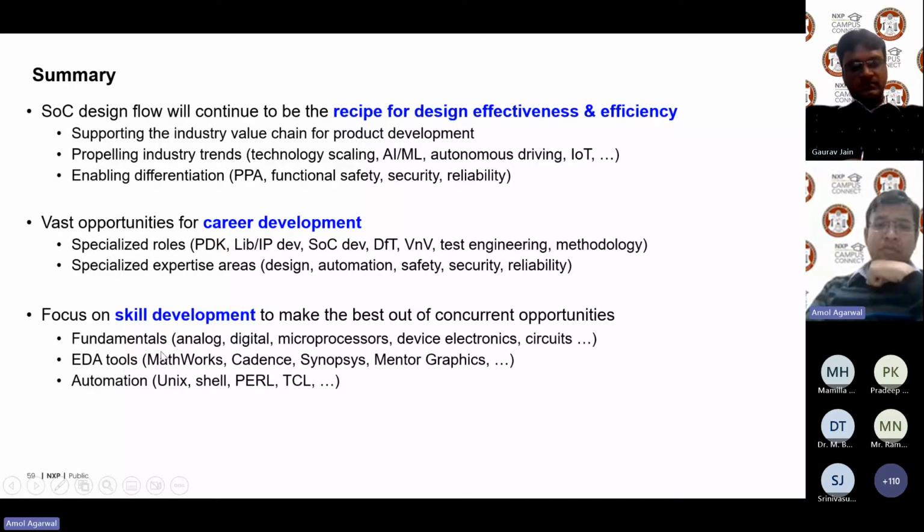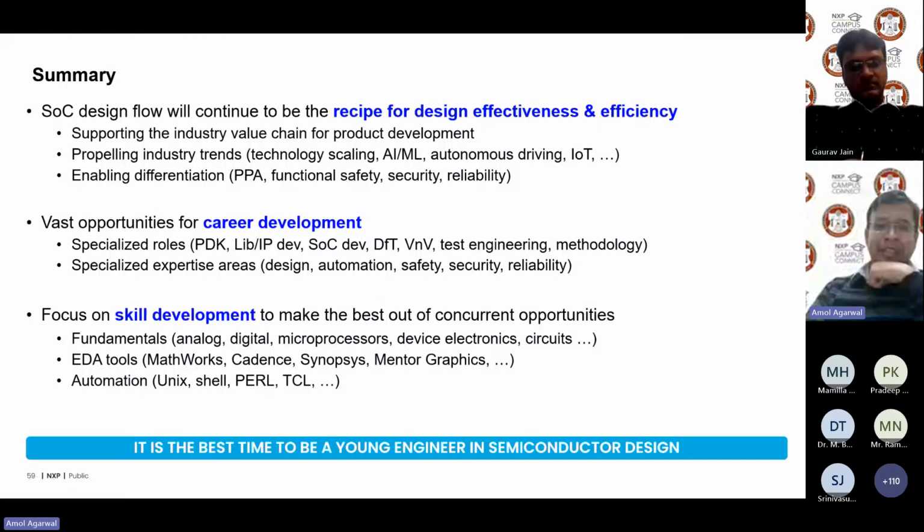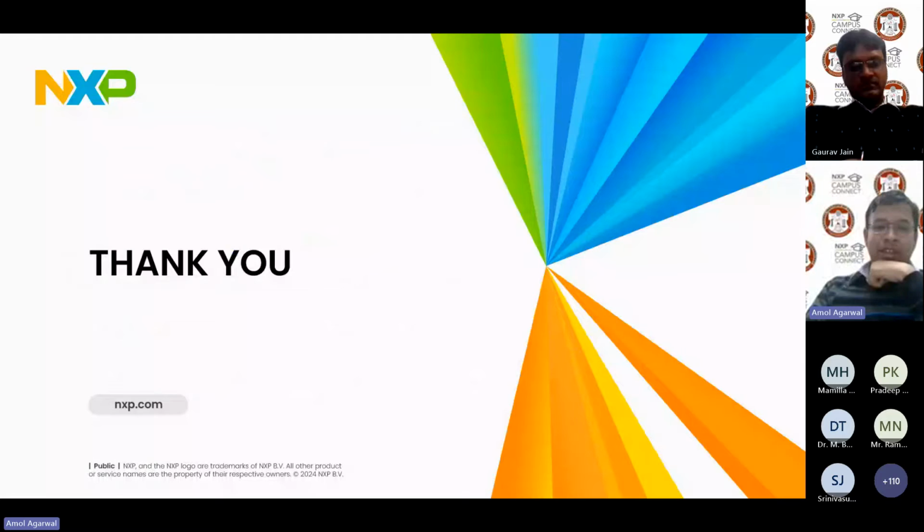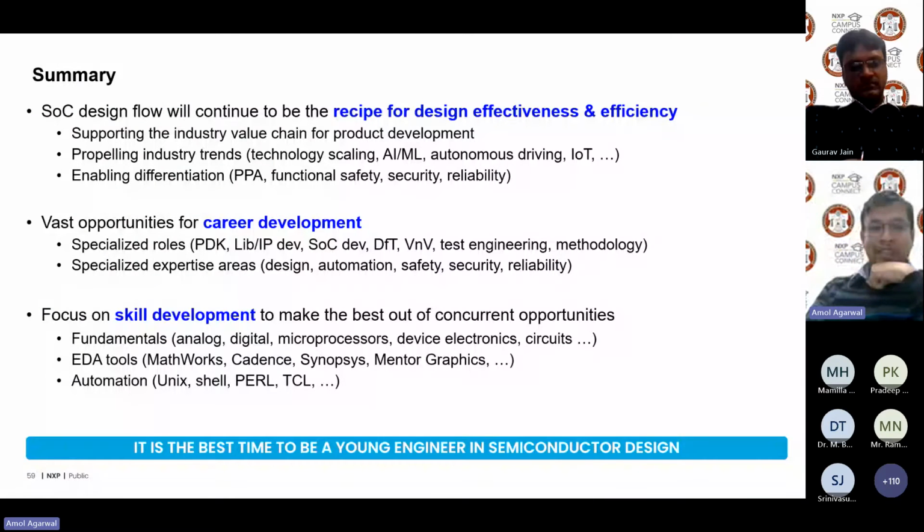Then EDA tools, scripting and all those things are also very important, because there is a big EDA industry, with companies like Cadence and Synopsys developing these tools to help in the overall design. So I am still excited after 16-17 years. I think it's still a very good time to be a young engineer in semiconductor design.